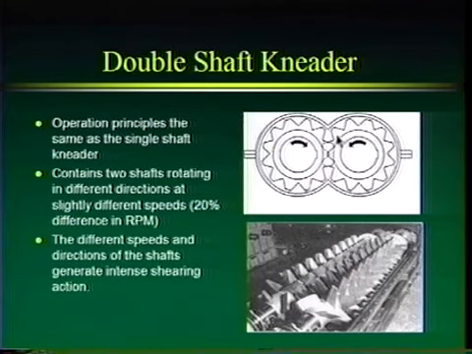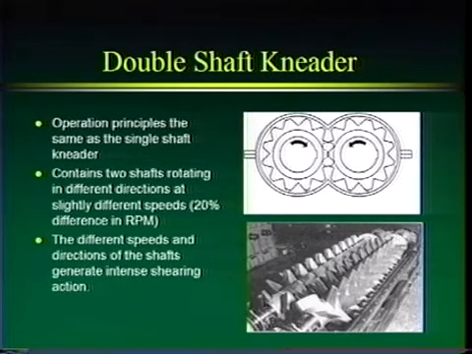And then the other thing that's done is that one of the shafts is usually rotating at a different rotational speed than the other shaft. So this one might be moving 20% faster or slower than this shaft. And that'll also improve the movement of the pulp and the shear action. So we get some intense shearing action.